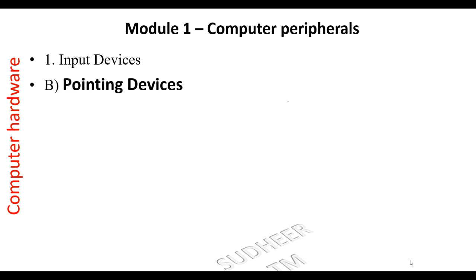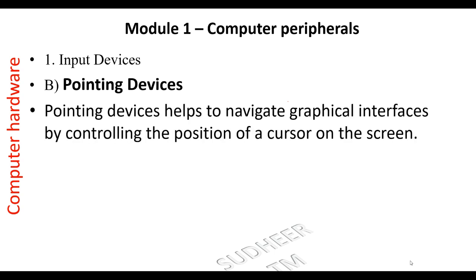Then another second category in your input device is the pointing device. So there will be a cursor pointer. We can control the cursor using the pointing device. A pointing device helps to navigate graphical interfaces by controlling the position of a cursor on the screen. For example, nowadays we are all familiar with our mouse.